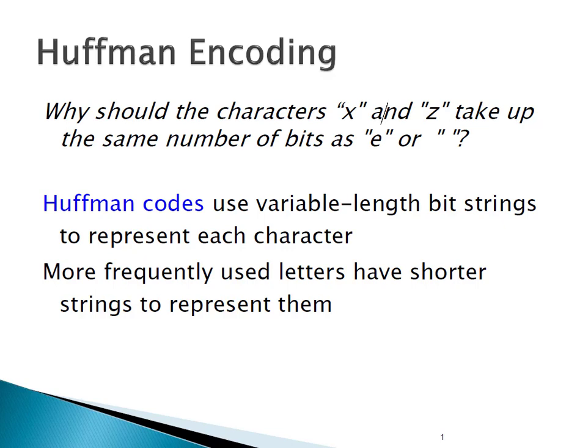That's the rationale. So the Huffman encoding uses what we call a variable length encoding. The variable length encoding assigns different lengths of codes to different characters based on their frequency. So the more frequently used a character is, the shorter the string used to represent it.